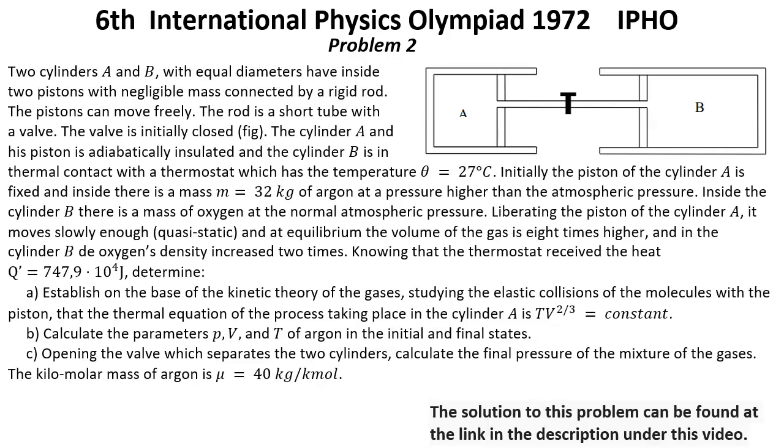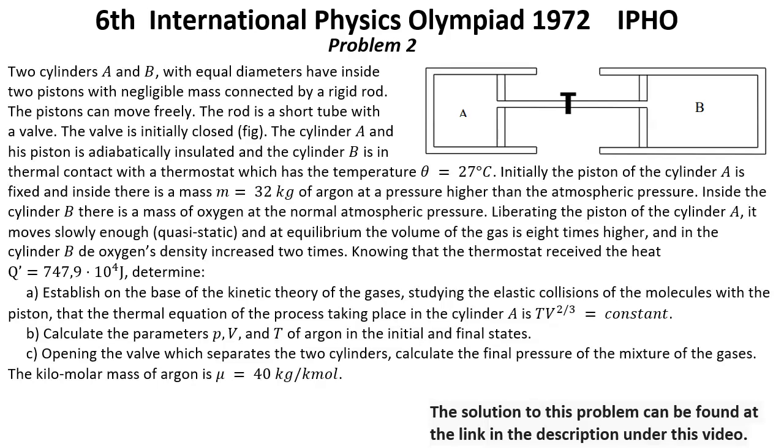Initially the piston of the cylinder A is fixed, and inside there is a mass M equal to 32 kg of argon at a pressure higher than the atmospheric pressure. Inside the cylinder B there is a mass of oxygen at the normal atmospheric pressure. Liberating the piston of the cylinder A, it moves slowly enough, quasi-static, and at equilibrium the volume of the gas is 8 times higher, and in the cylinder B, the oxygen's density increased 2 times.